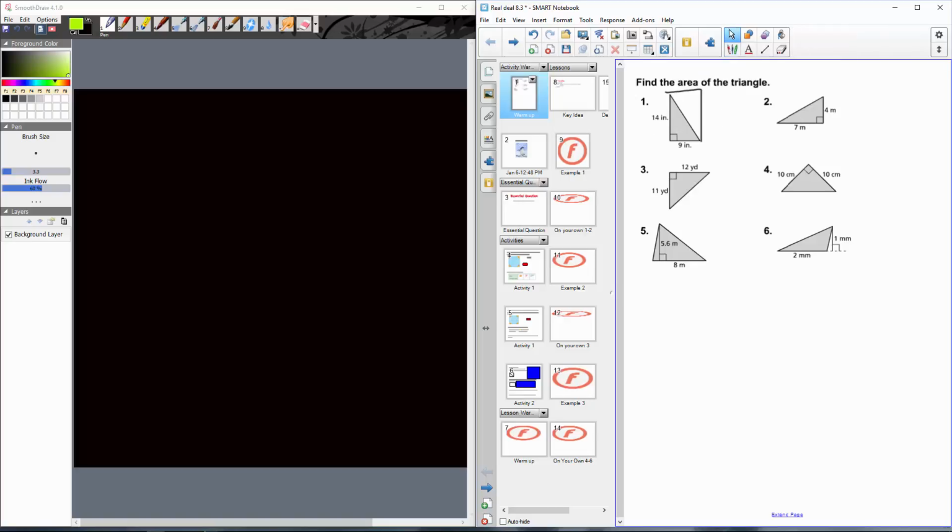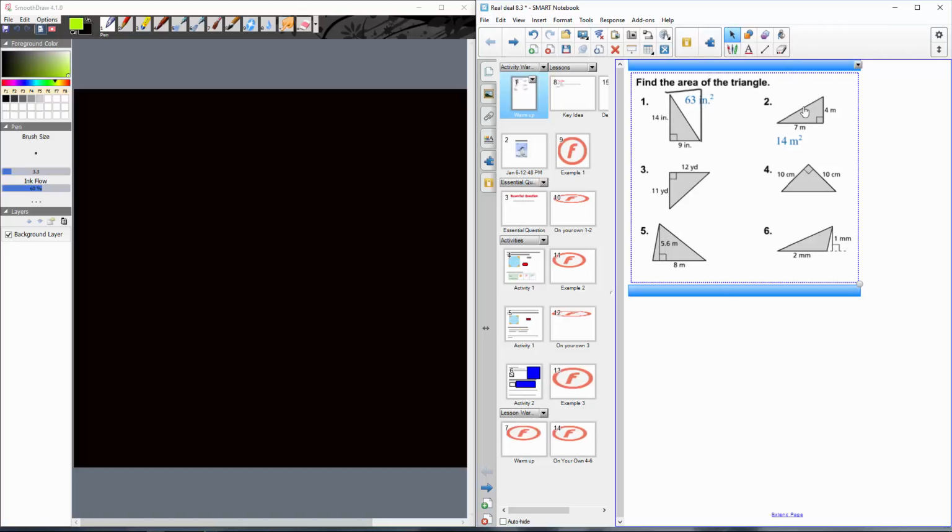And when I do that for each one of these, I'll have like 63, this one here is 14, 66, 50. Notice this one, it's an altitude, so I just go up from the top straight down. It's 5.6 times 8 and divided by 2. This one here, I drop a line straight down. I have 1 times 2, which is 2, divided by 2, which is 1.